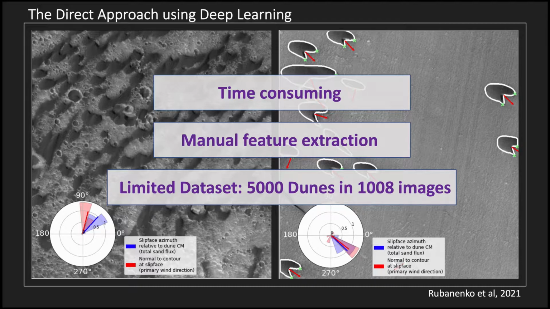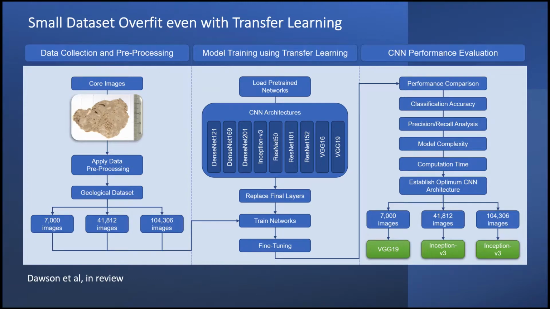And we know that small data sets are a problem with deep learning. We know this because we've done a lot of research on this, and I would encourage you to look at the poster of my PhD student, Harriet Dawson. The point is that we show that with different data set sizes, so 7,000, 41,000, and 104,000 images, we end up with very different fitting, and small data sets always overfit. So we need a lot of images even when we use transfer learning.